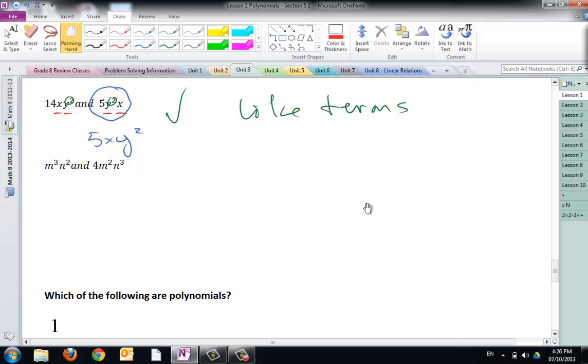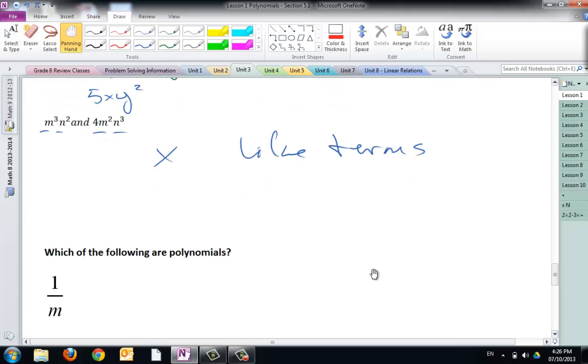And then this last example I'll give you, I have m cubed n squared and m squared n cubed. So they do have the same variables, but in this case the exponents are different, so these are not like terms.